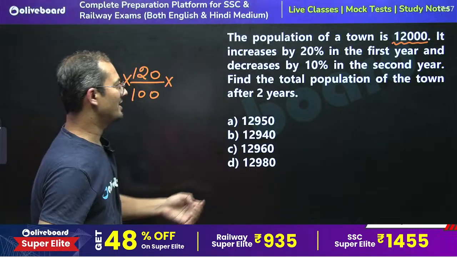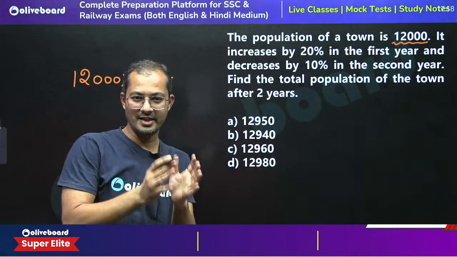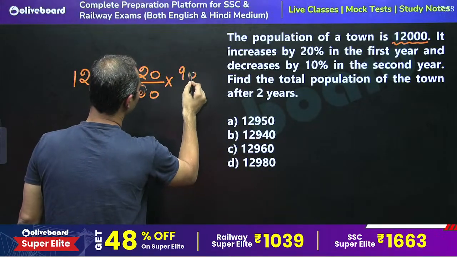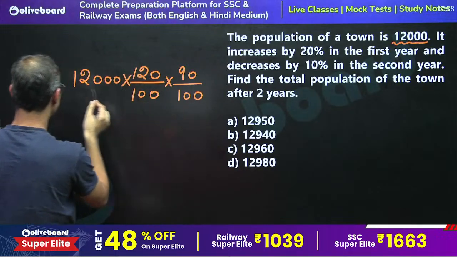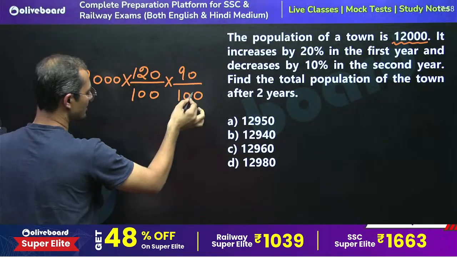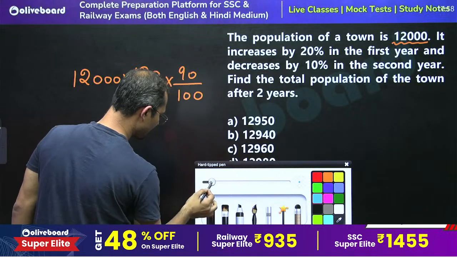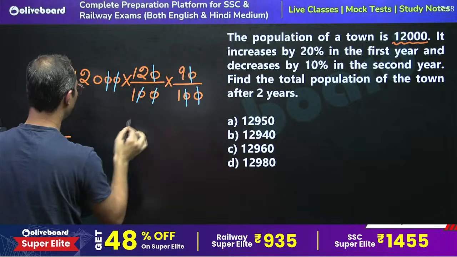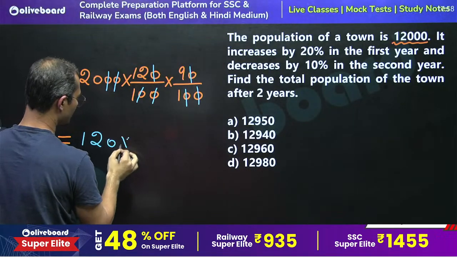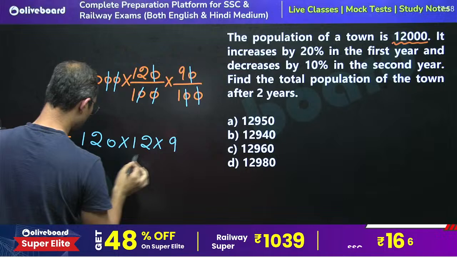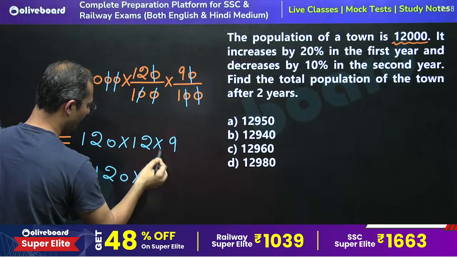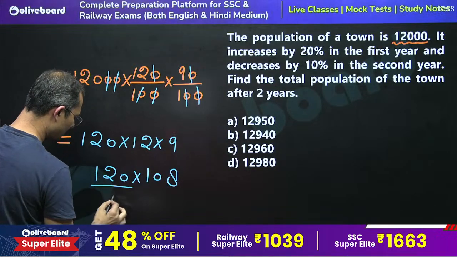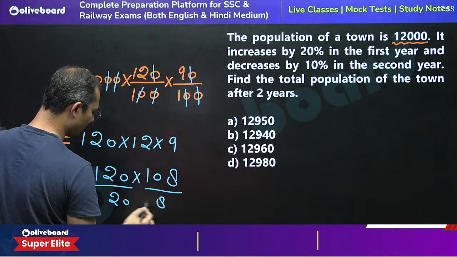Is this clear? And there is a decrease of 10%, so the population will become 90%. So after 2 years the population will become 90% of 120% of 12,000. You have to calculate only this. Just cancel 0 by 0, 0 is cancelled by 0. So what we need to do is 120 into 12 into 9. How much is it? 108, then 20 more, 8 more, 160.